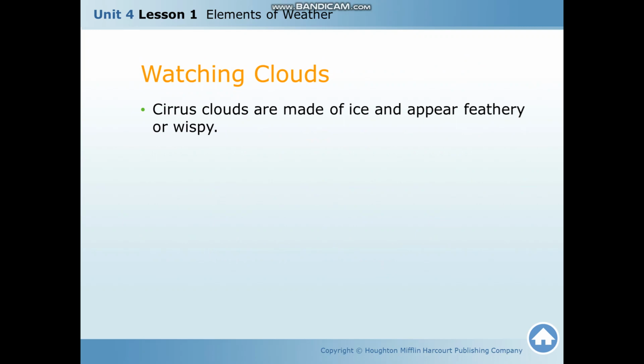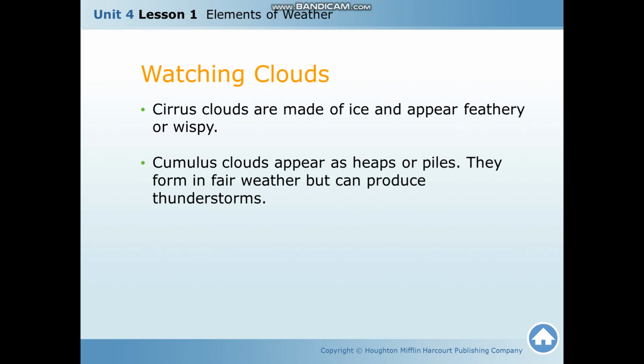Okay, so clouds. So let's go to the types of clouds. So number one, we have the cirrus clouds. These clouds are made of ice and appear feathery or wispy. So if you go out and you observe these clouds, which are feathery or wispy or thin, okay, they are cirrus clouds. And the other one is cumulus clouds.